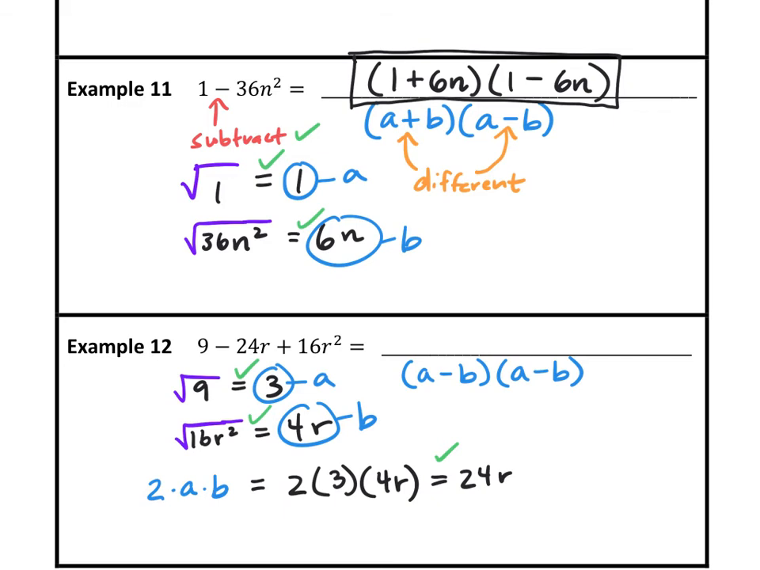And so let's substitute. So it's going to be parentheses A, but A is 3 minus B, but B is 4r, and then same thing again. Just copy it, right? But if I write something times itself, I can also write it as 3 minus 4r squared. Okay. All right. Let's go to the next one.